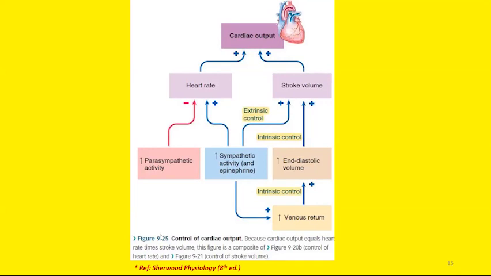The inhibitory factor is parasympathetic stimulation. This red line, this minus sign, indicates that parasympathetic stimulation inhibits heart rate, and inhibition of heart rate will compromise the cardiac output as well.